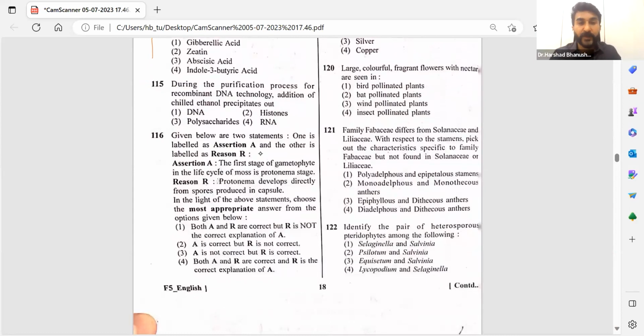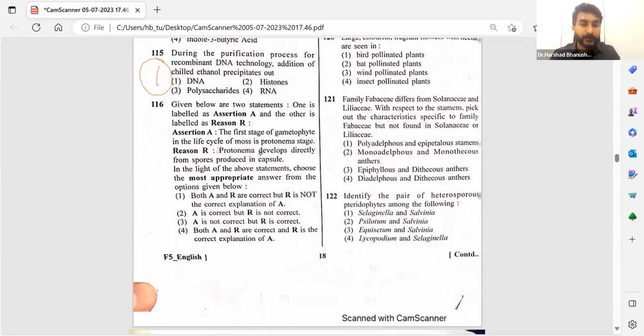During the purification process in recombinant DNA technology, addition of chilled ethanol leads to precipitation of DNA. That is option number 1. You call that process of extraction spooling and all that.